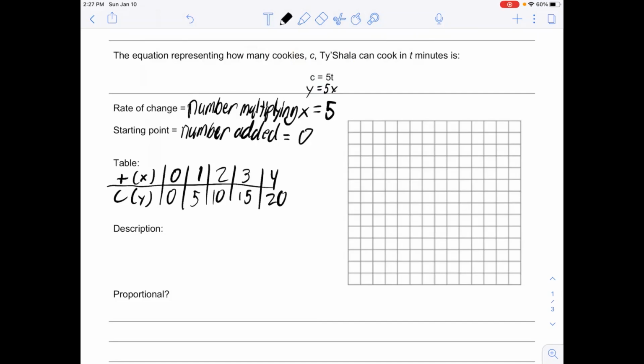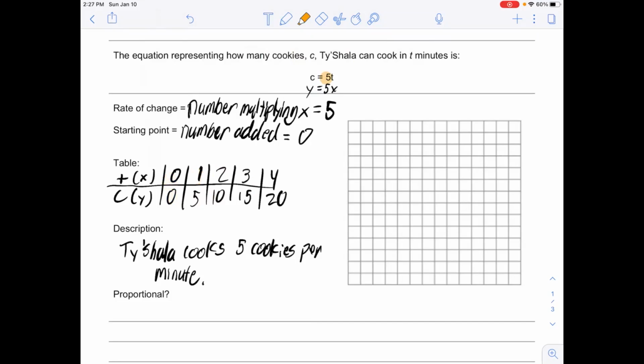So our description, if I were to describe this in terms of the story, she can cook 5 cookies each minute. So my description is that Tashayla cooked 5 cookies per minute. And we can see that here, 0 minutes, 0 cookies. 1 minute, 5 cookies. 2 minutes, 10 cookies. 3 minutes, 15 cookies. All of that is represented in our table.